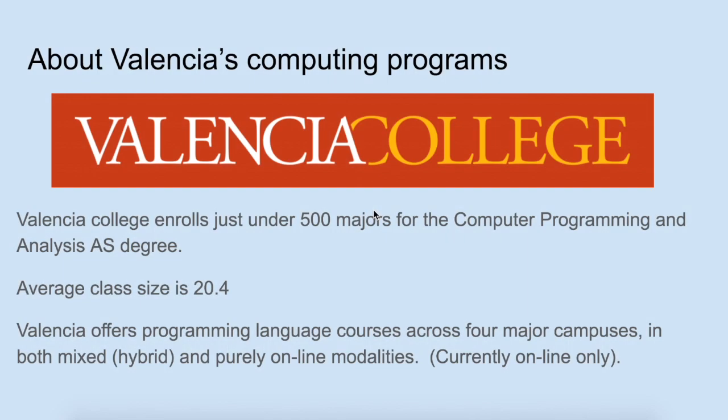Here's a bit of information about Valencia College's computer programming and analysis programs. We have about 500 majors in computer programming, primarily seeking the AS degree. Our average class size is about 20.4, and we offer programming language classes across multiple campuses in both mixed, or hybrid mode, and purely online modalities. Of course, right now, everything's online anyway.